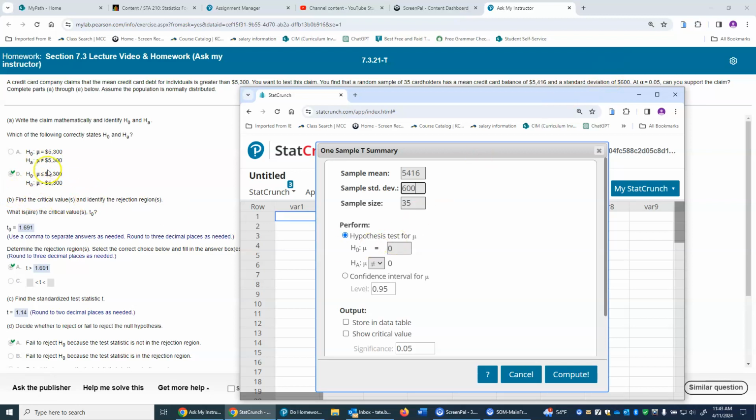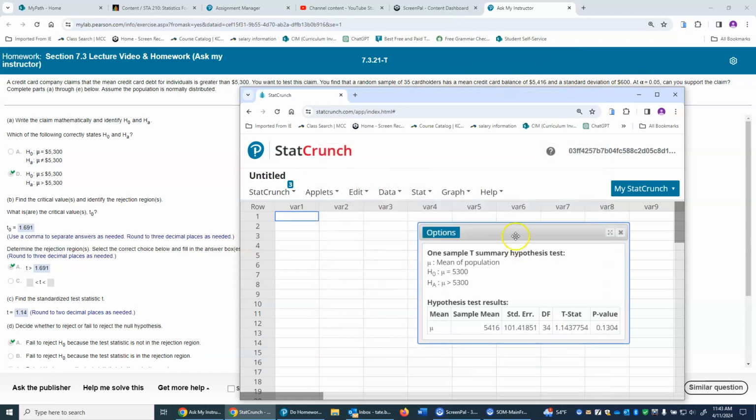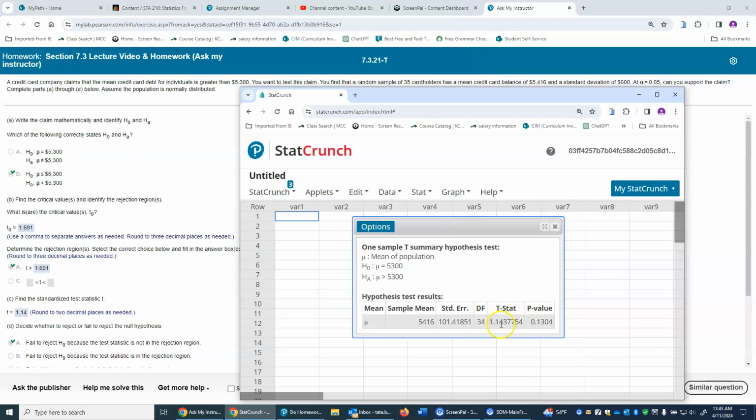We've already done the hypothesis part. We set it up. It's 5,300. That's the population mean, and it's a right-tailed test. So we need to set that part up from here, and we got that information given to us right here. We click compute, and it'll give us the test statistic, which is 1.14, and the p-value if we needed that. So we can see the test statistic.